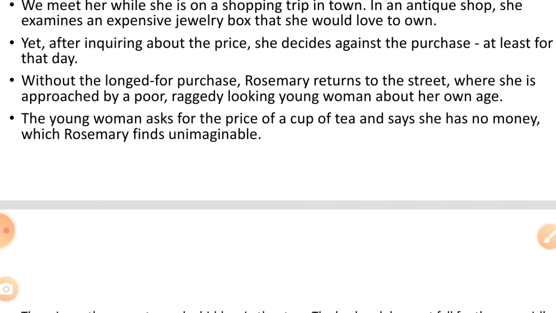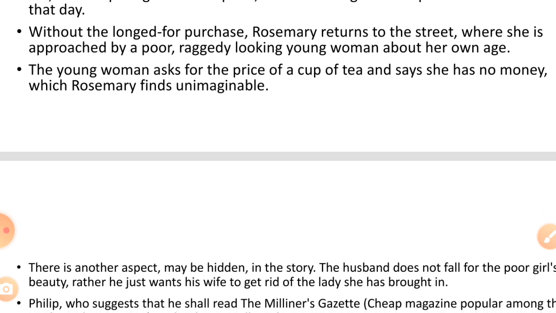Without the longed-for purchase, Rosemary returns to the street where she is approached by a poor, raggedy-looking young woman about her own age. The poor, beggar-like woman comes to her and asks for something for her necessity. The young woman asks for the price of a cup of tea and says she has no money, which Rosemary finds unimaginable.